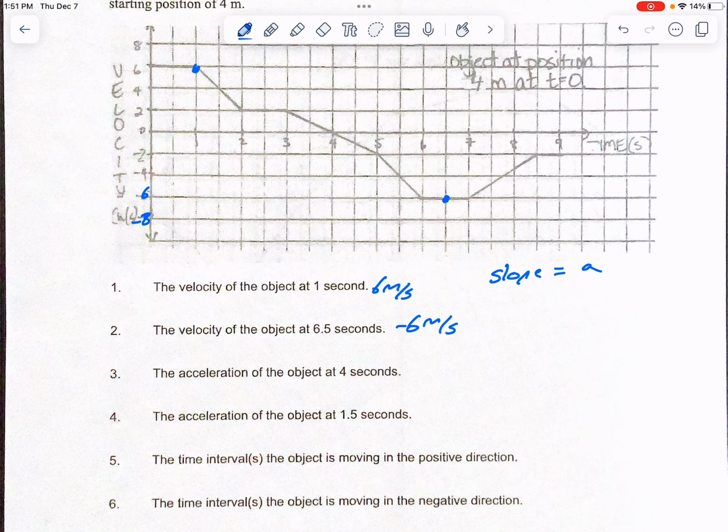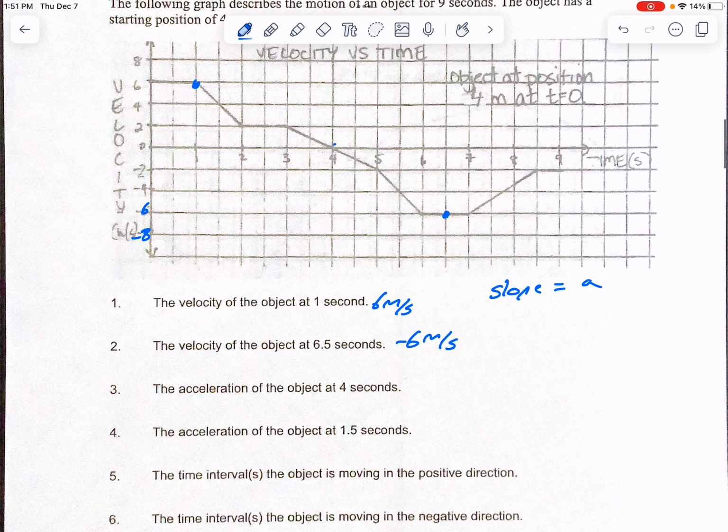The acceleration of the object at 4 seconds, so now we're looking for slope. So at 4 seconds, okay, it's not 0. That would be your velocity. But we're going to do the same thing we did in the graph before. We're going to find the slope of this line. You can use any points you want. I'm going to use the point 4, 0, and then 3, 2. So I'm going to do y2 minus y1, so 0 minus 2, over x2 minus x1, 4 minus 3. That's going to give you negative 2 meters per second squared.